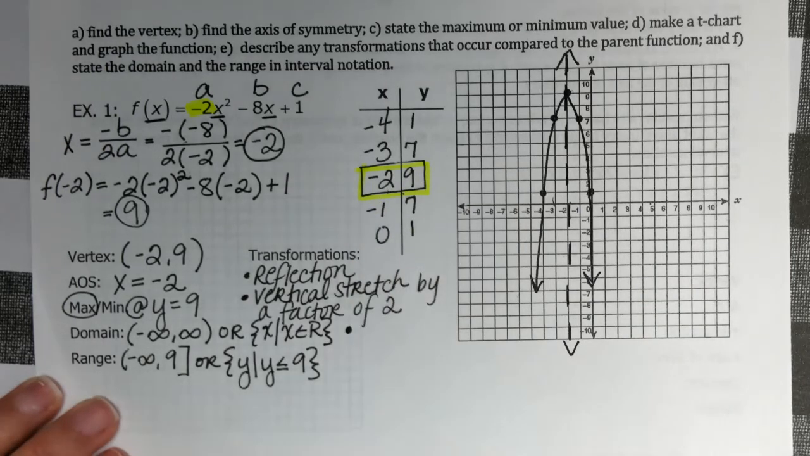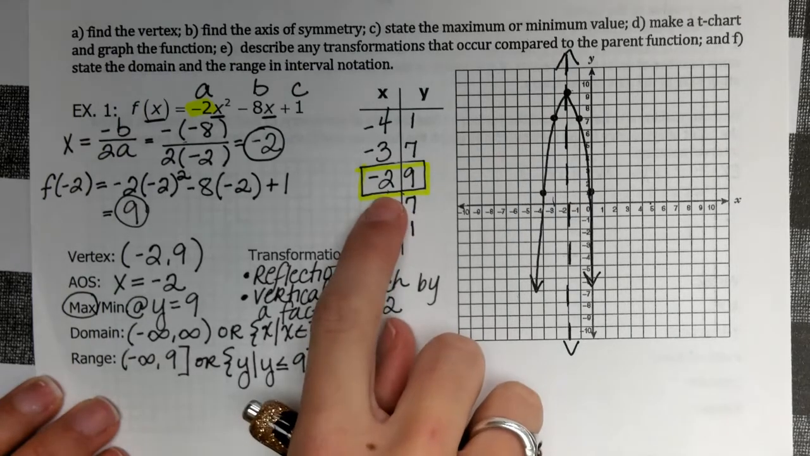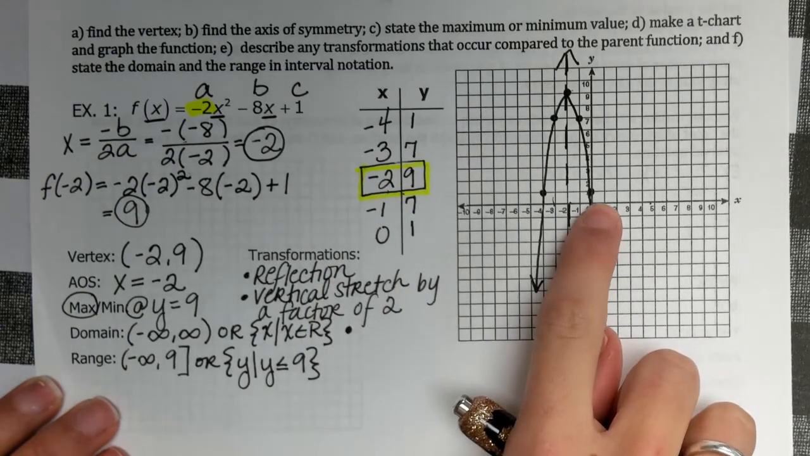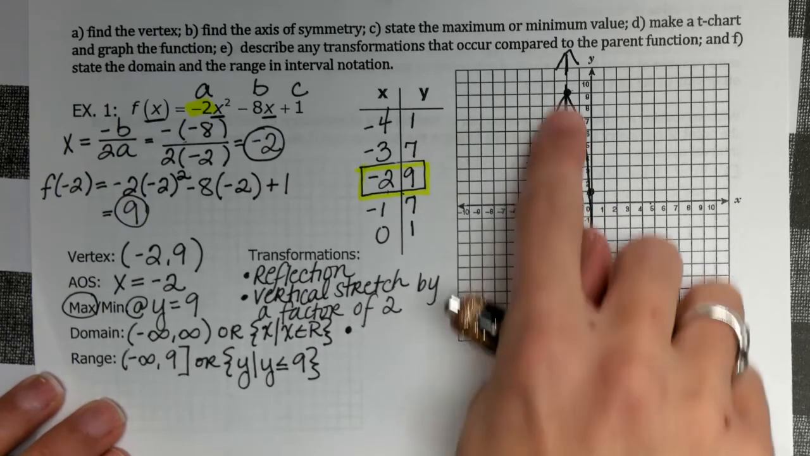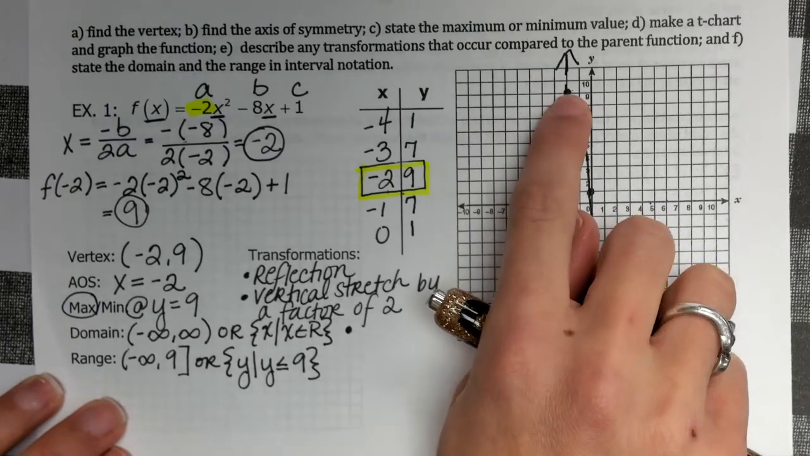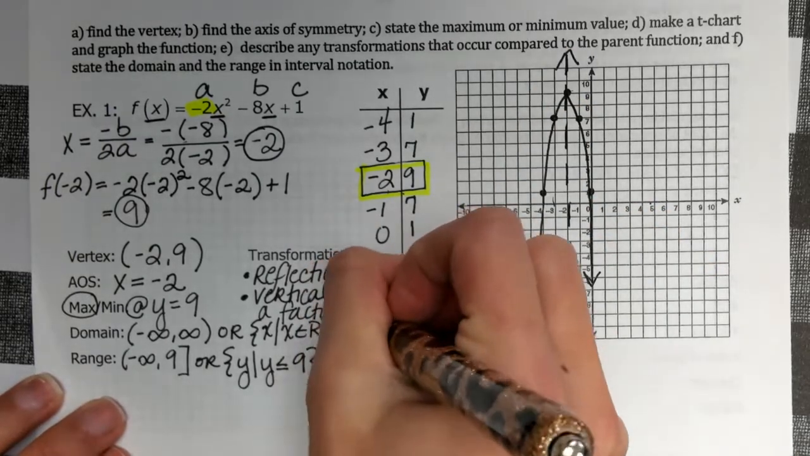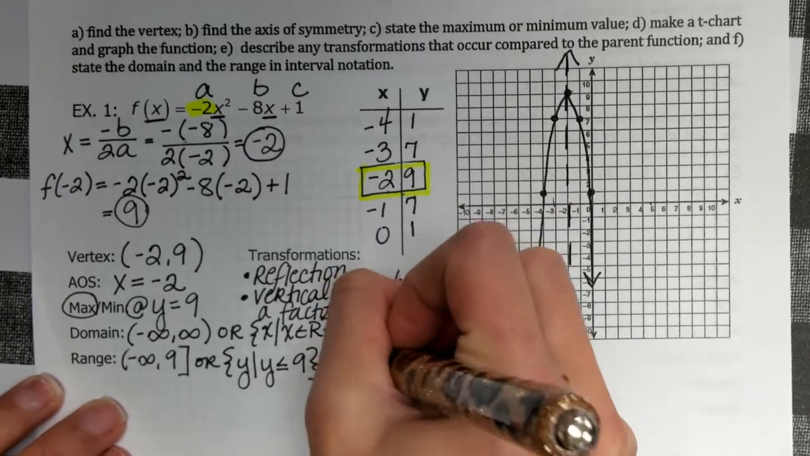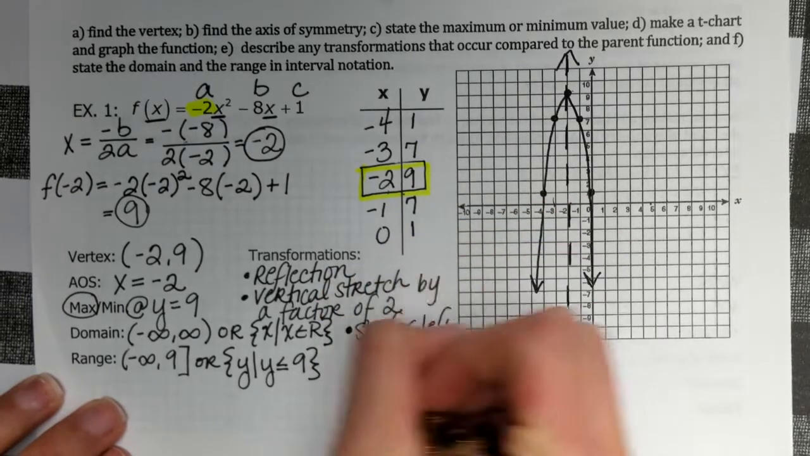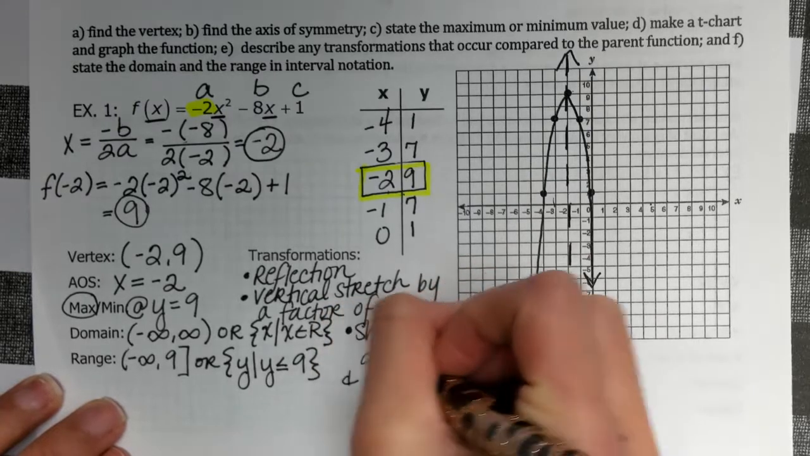So don't get that confused with whenever we're looking at vertex form. Vertex form is the opposite, because we're looking at the equation. But if you're looking at just the vertex, that tells me from my origin, which is where my vertex is from my parent function, I had to move left 2 and up 9 to get to my new vertex. So it shifts left 2 units and up 9 units.